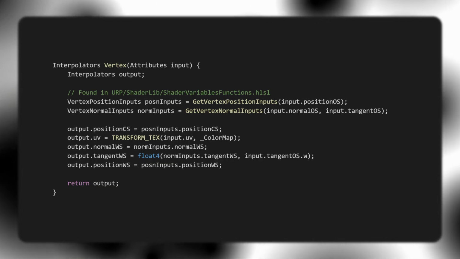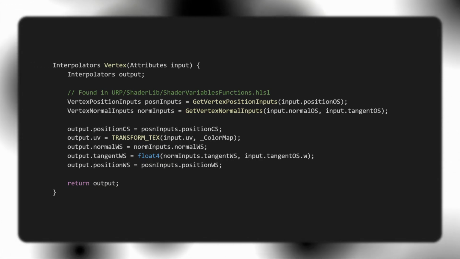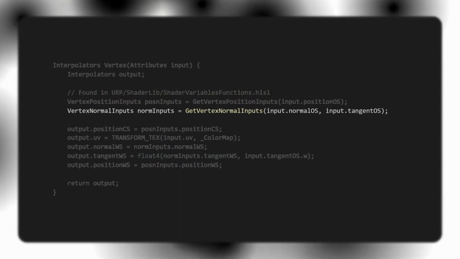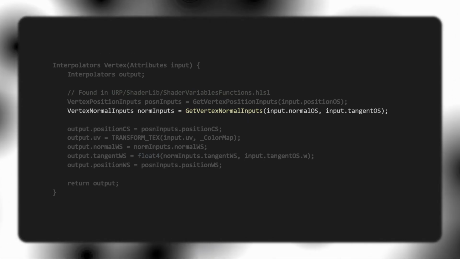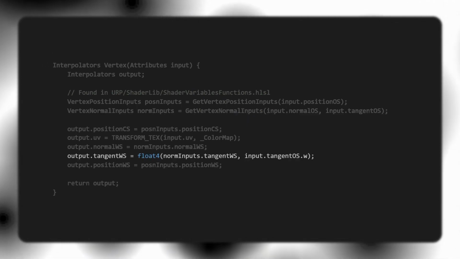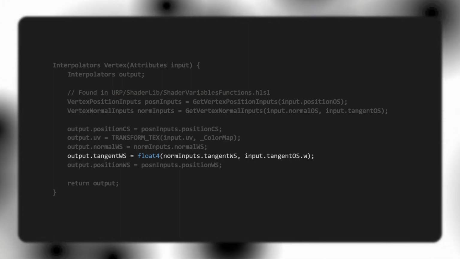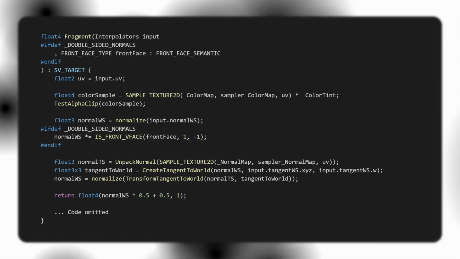In the vertex function, we need to convert the tangent vector to world space. The GetVertexNormalInputs function has an overload taking the tangent vector and bitangent sign, outputting the world space tangent vector. Store this in output, passing along the bitangent sign as a W component. Now the fragment function has everything that it needs.